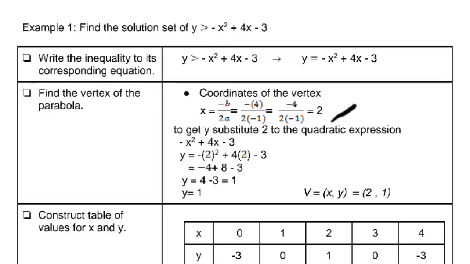To get y, substitute 2 into the quadratic equation. So you have y equals negative 2 squared plus 4 times 2 minus 3. 2 squared is 4, so you have negative 4 plus 4 times 2 is 8. Negative 4 plus 8 is 4, minus 3 is 1. So y equals 1. The vertex here is the point (2, 1).